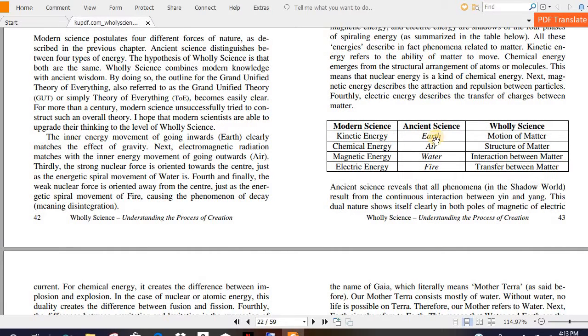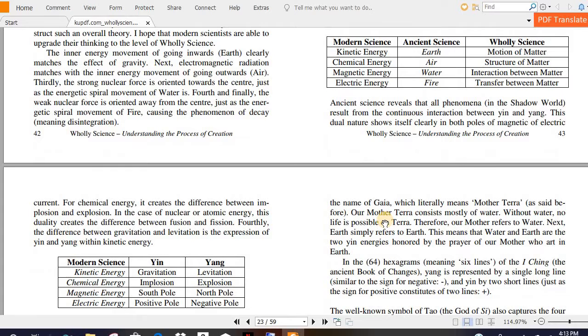Okay, so kinetic energy, earth, motion of matter. Chemical energy, air, structure of matter. Magnetic energy, water, interaction between matter. Electric energy, fire, transfer between matter. Ancient science reveals that all phenomena in the shadow world result from the continuous interaction between yin and yang. This dual nature shows itself clearly in both poles of electric current.